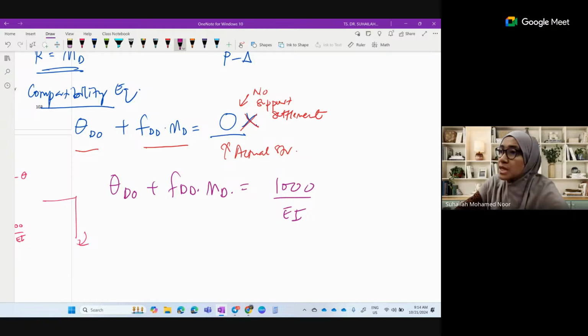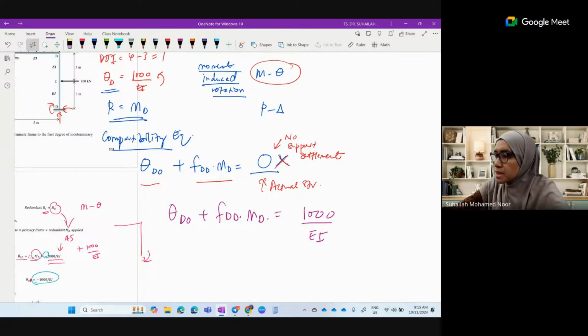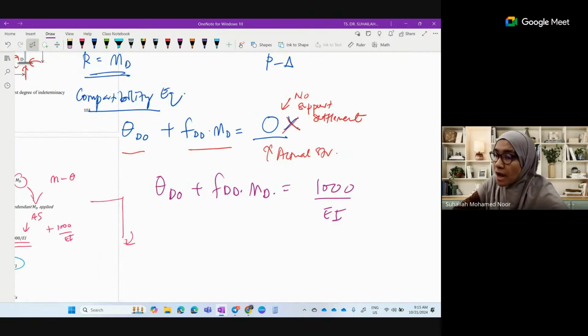Can? That's the only difference. Okay, just that here we have rotation. Okay, in the exam you must focus more on this effect. There will be questions without settlement, with settlement. So with settlement, where to include it in the actual system. So the compatibility equation is not equal to 0, but it is equal to the rotation given. Understand? Okay, it is 1000 over EI.